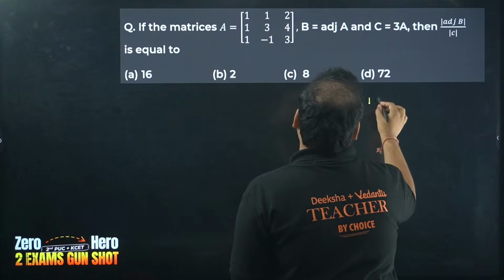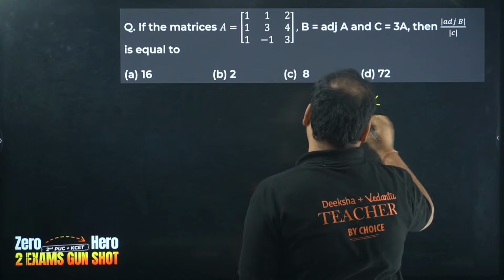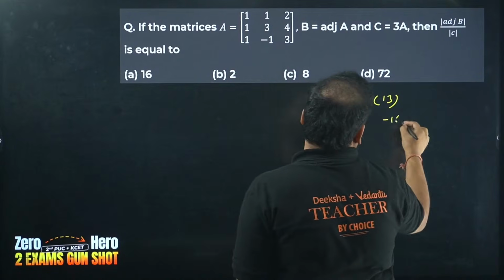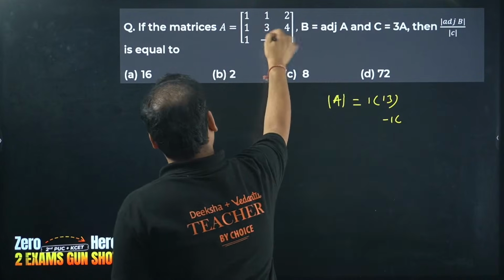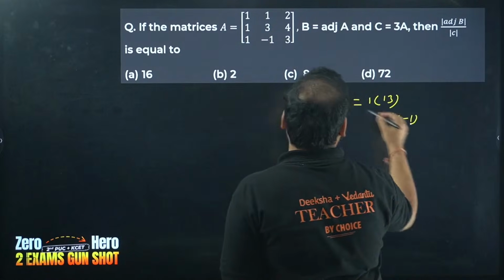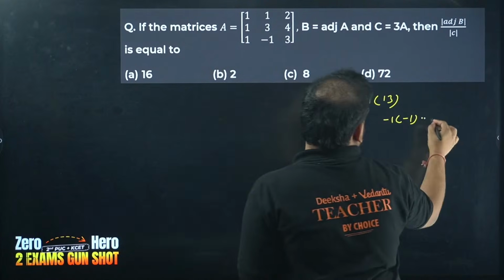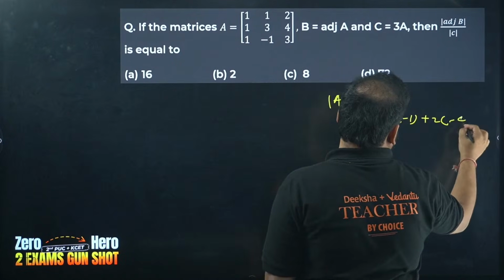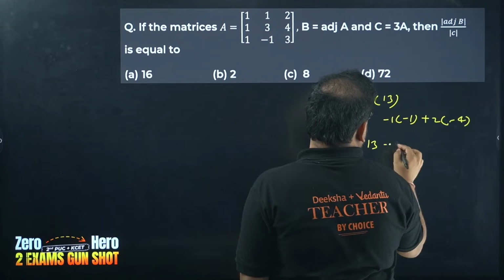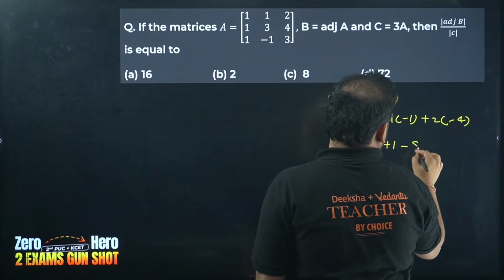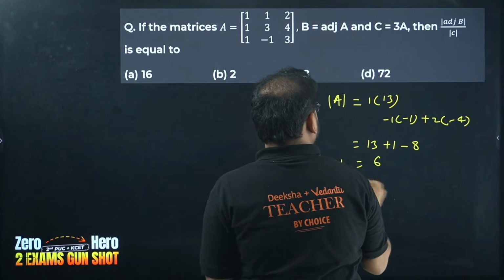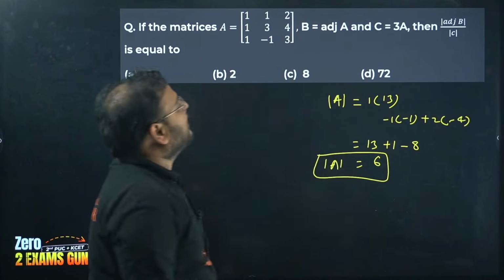Across 1 we have 9 minus 9 plus 4, so which is 13. Across minus 1 we have 3 minus 4, which is minus 1. And across 2 we have minus 1 and minus 3, so minus 4. 13 plus 1 minus 8. 14 minus 8 is 6. Determinant of A value is coming as 6.